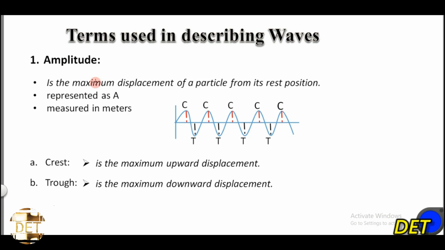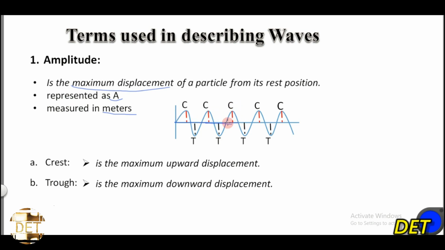So we're going to take the first one, which is the amplitude. Amplitude is the maximum displacement of a particle from its rest position. It is represented as A and it is measured in meters. If you look at this wave, this is the rest position.